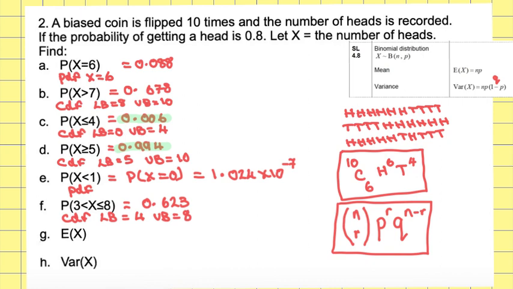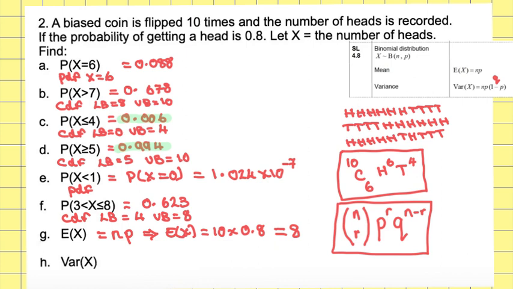Part G, you're asked to find the expected value of x. Well, this is equal to, you're given it in the formula booklet, NP. Therefore, the expected value of x is equal to, well, the number of trials is 10 times the probability of success is 0.8. 10 times 0.8 gives you a value of 8.